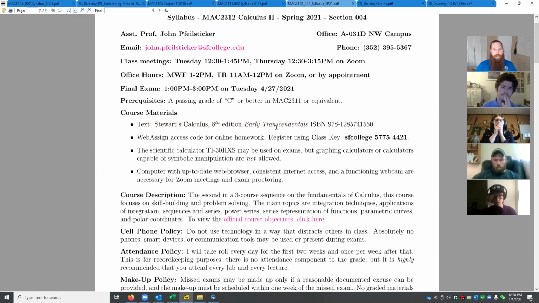You don't need to buy a hard copy of the textbook, and you'll have access to an electronic copy of the textbook through WebAssign automatically when you get into WebAssign. If you do want a hard copy of the textbook, or if you want a soft copy that is a little easier to navigate, you can reach out to me and I can help you find one of those.